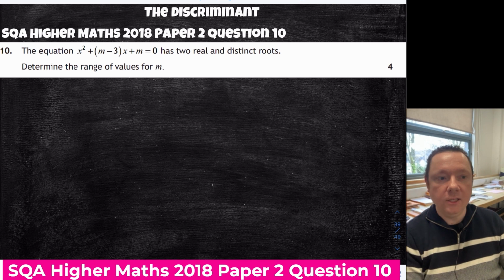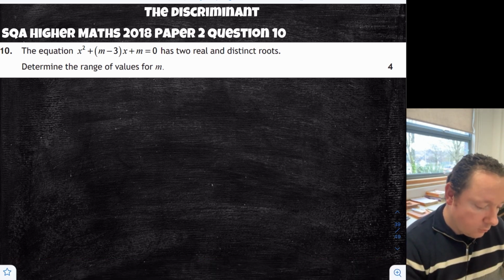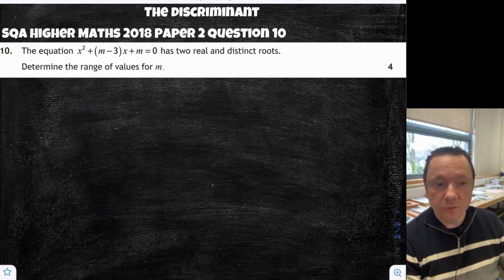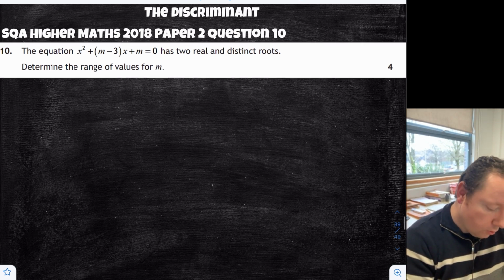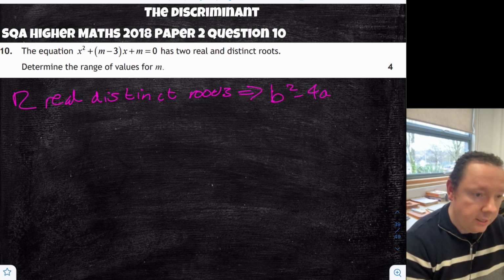Okay, the discriminant, SQA Higher Maths 2018, Paper 2, Question 10. The equation m squared plus (m minus 3)x plus m equals 0 has 2 real and distinct roots. Determine the range of values for m. So 2 real distinct roots implies that b squared minus 4ac must be greater than 0.